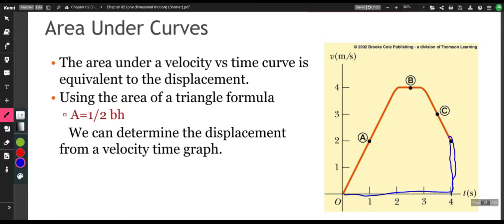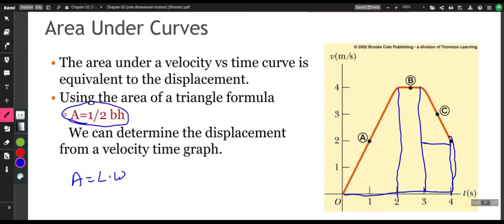Now, normally we don't solve this as one shape. We break it down into a series of shapes, and then we can calculate using the idea that area is length times width, and that area is 1/2 base times height. So in the first 2 seconds here, we have a triangle that has a base of 2, so 1/2 times 2 times a height of 4. That gives us an area of 4. The area here would be 4.